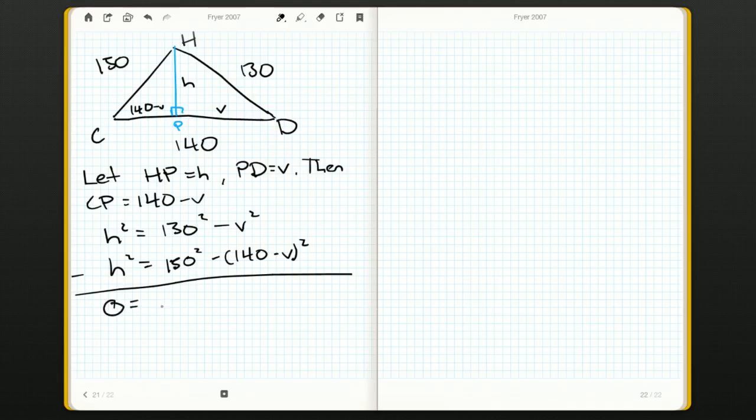0 is 130 squared minus 150 squared. Once again, I should have thought ahead, because now I have negative numbers here. It doesn't really matter. Negative V squared, and then we're going to add on (140 minus V) squared. So these two equations come from the Pythagorean theorem, because we have right angle triangles here. If you wanted to, you could make a note of that.